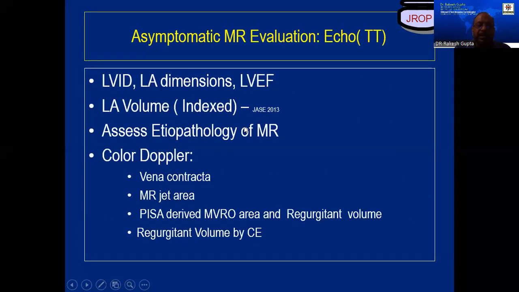What we look at in this subset of the population, and what everybody has been doing in the world even today, is looking at the jet area, or jet area versus LA area. Then comes the vena contracta. Amongst these two, at your level, both are very important, especially the vena contracta. PISA, I'll spend a little time on it, though not at your level. I'll say a few words about regurgitant volume by different methods, whether it's the continuity equation or another method.